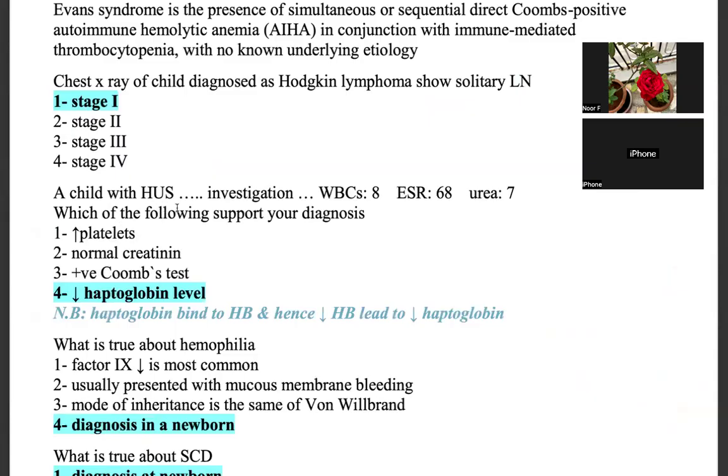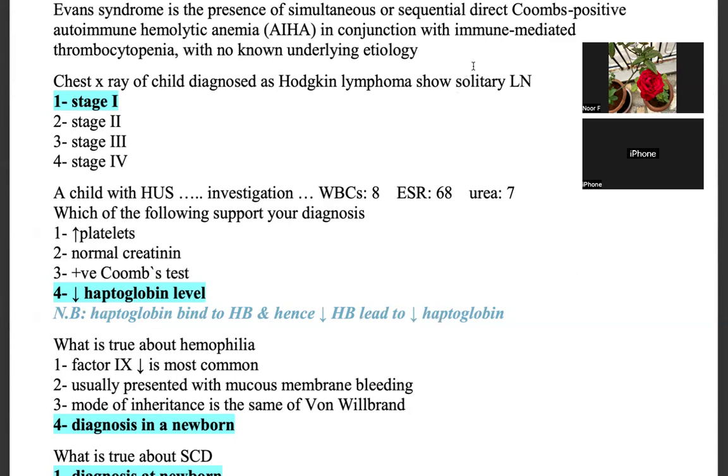Child with HUS, hemolytic uremic syndrome, investigations WBC 8, ESR 68, urea 7. Which of the following supports your diagnosis? Increased platelets, normal creatinine, positive, reduced haptoglobin. HUS means hemolytic uremic syndrome. Here there is hemolysis, right? Whenever there is hemolysis, what happens? There is reduced haptoglobin level. Why? Because haptoglobin binds to hemoglobin. Hence, reduced HB leads to reduced haptoglobin.